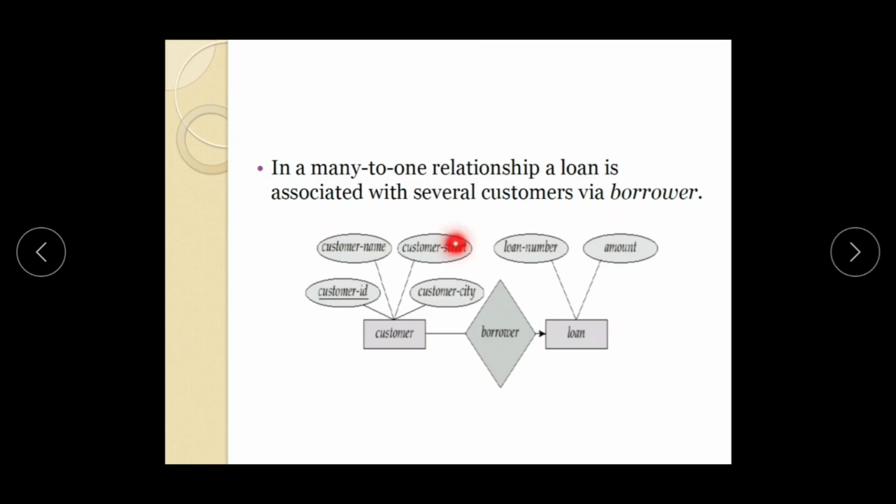So this is the same borrower example. Here it is many, and this does not have any. This is an undirected line, so this signifies many. This is a directed line, so this signifies one. So many to one, which means that a customer can have only a single loan. In the reverse way, we can say that a loan can be taken by many customers. So in a many to one relationship, a loan is associated with several customers through the relationship type borrower.